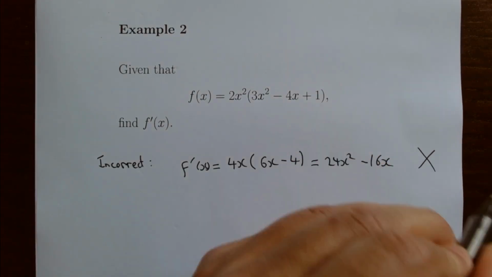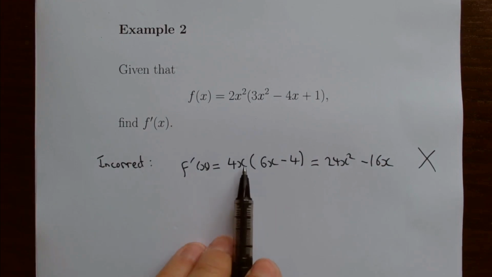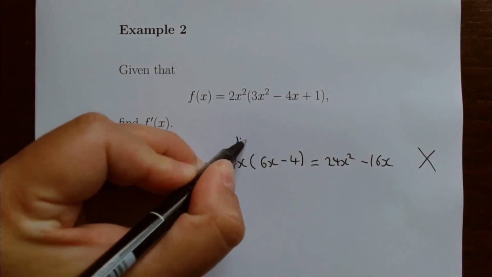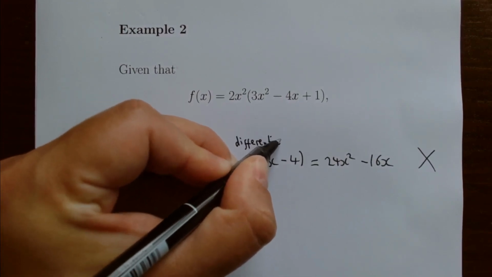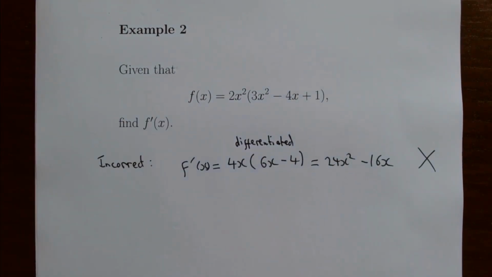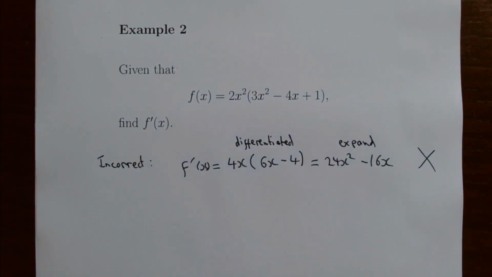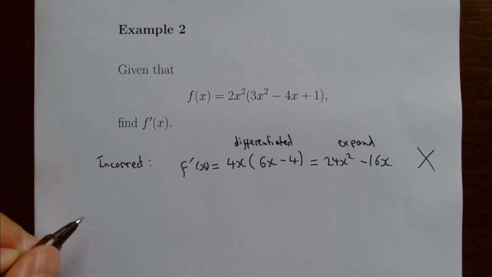I just want to say what we did here. We differentiated first. And then we expanded. So that's the wrong method. We don't want to do that. You're meant to expand it first and then differentiate it. So let's see the correct way.